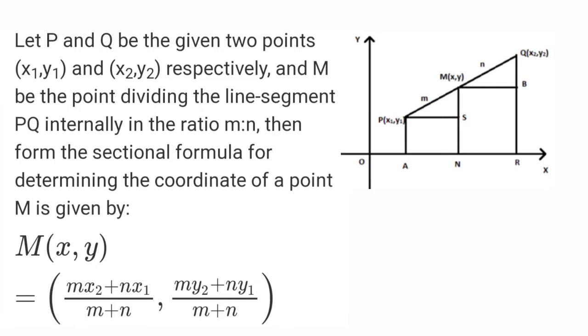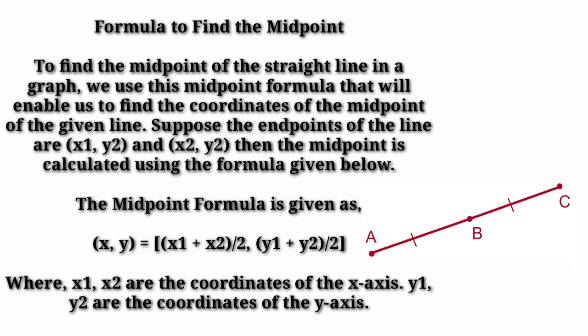Okay students, now moving to the midpoint formula. Midpoint formula means, if the line segment AB is given and some point which divides the line segment AB in equal ratio, means the ratio will be 1:1, it means m will be 1 and n will be 1. In that case you can determine the midpoint formula.